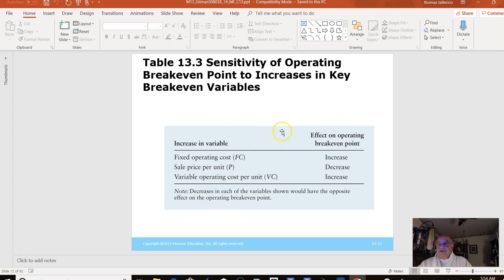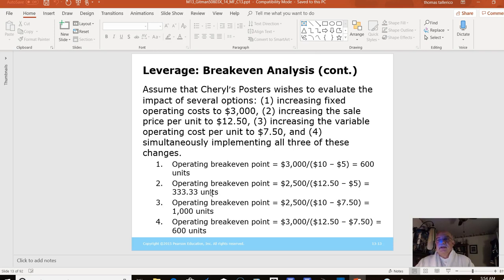Alright, so this is a nice slide to go over, as certain things increase and decrease, how they're going to affect the operating break-even point. So this is an increase in these variables, and I have a nice note that if you decrease them, it's going to have the opposite effect. Everyone should go over this, and it should be clear if you just look at the equations.